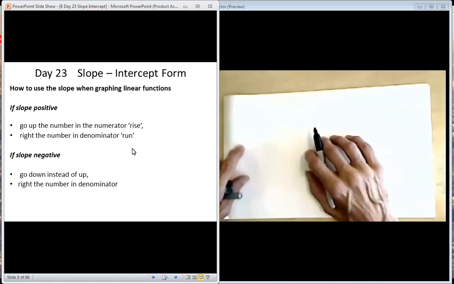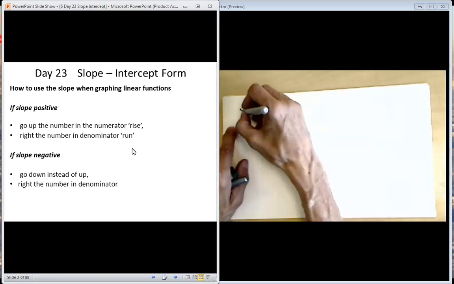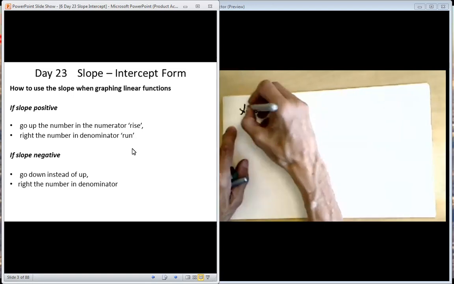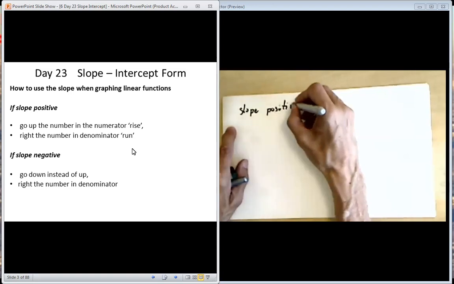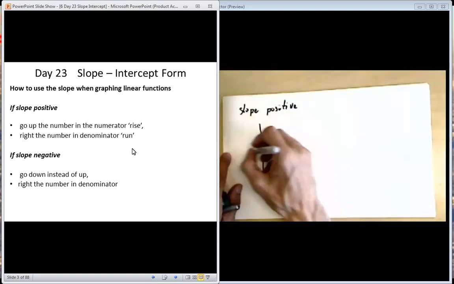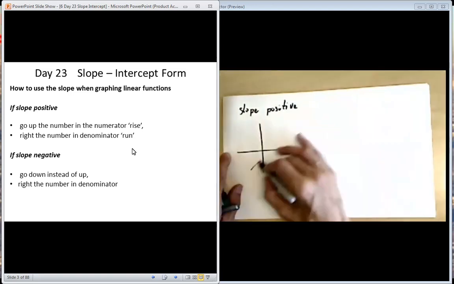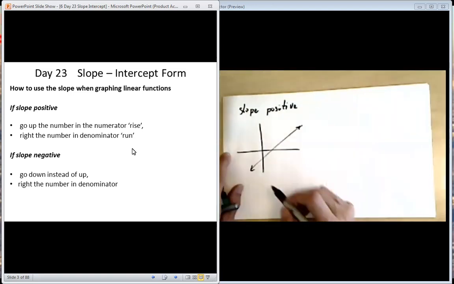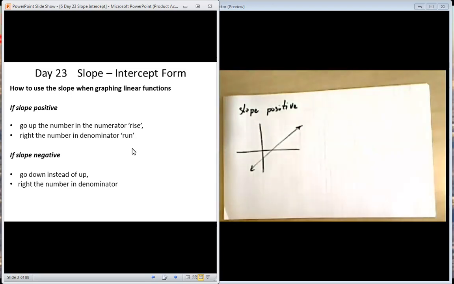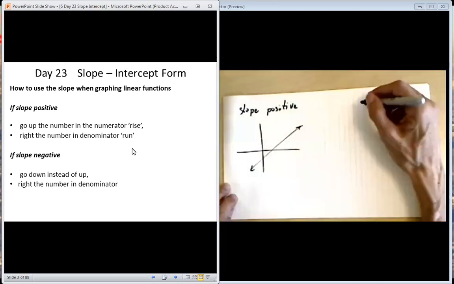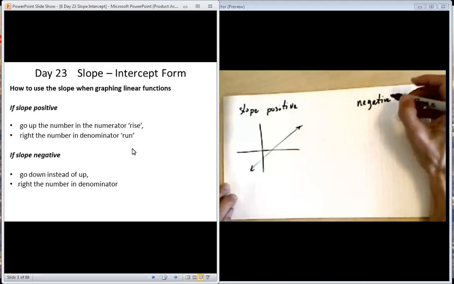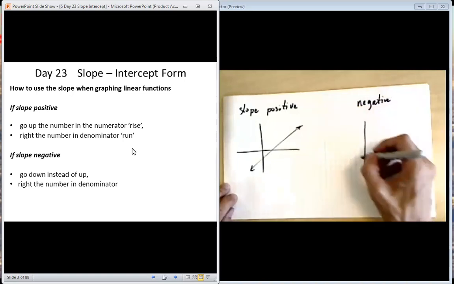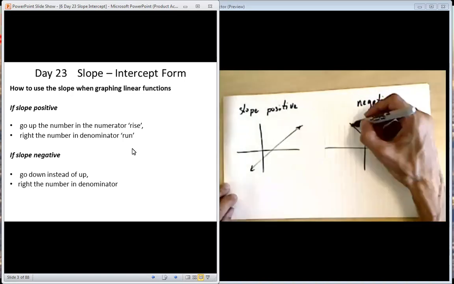Well, if the slope is positive, that means the graph is going to look like this. It's going to go in the positive direction like that. It's going to go upwards. If the slope is negative, then it's going to look like this. It's going to go downwards like that.